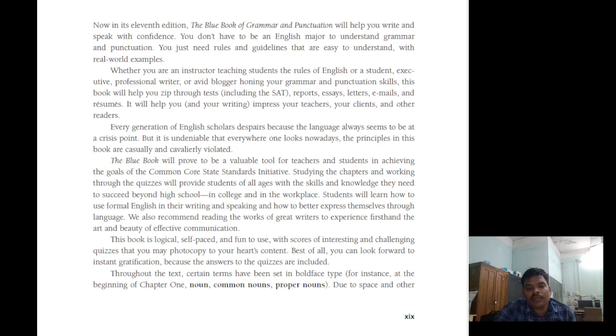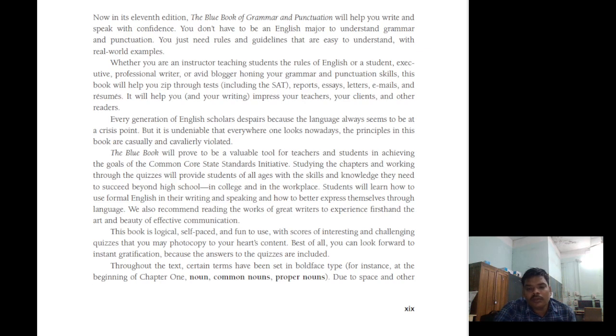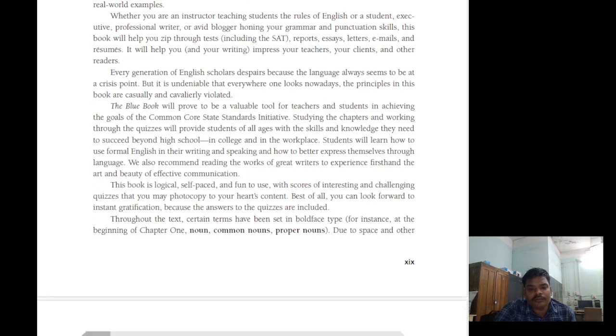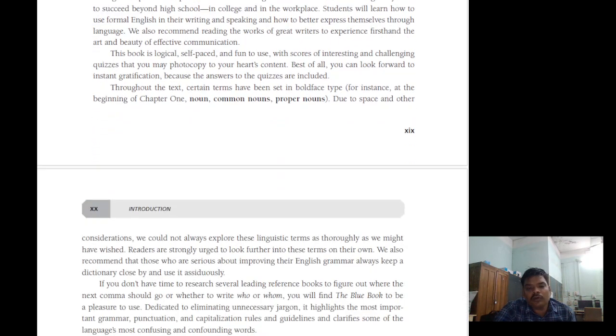Throughout the text, certain terms have been set in boldfaced type. For instance, at the beginning of chapter 1: noun, common noun, proper noun. Due to space and other considerations, we could not always explore the linguistic terms as thoroughly as we might have wished. Readers are strongly urged to look further into these terms on their own.